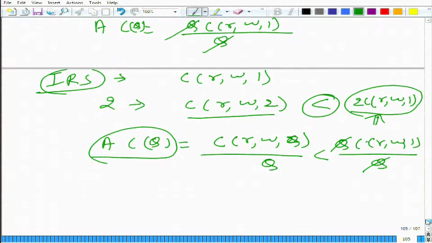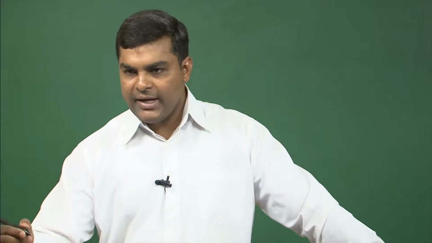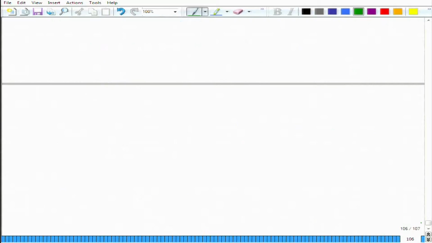Fine. Now, let us look at the decreasing return to scale. What will happen? Here it is going to be greater than, the average cost will be increasing as Q is increasing. So, that is what we get here. It is not true just for the Cobb-Douglas function, it is true depending on the return to scale. Fine. Is it clear? Okay.